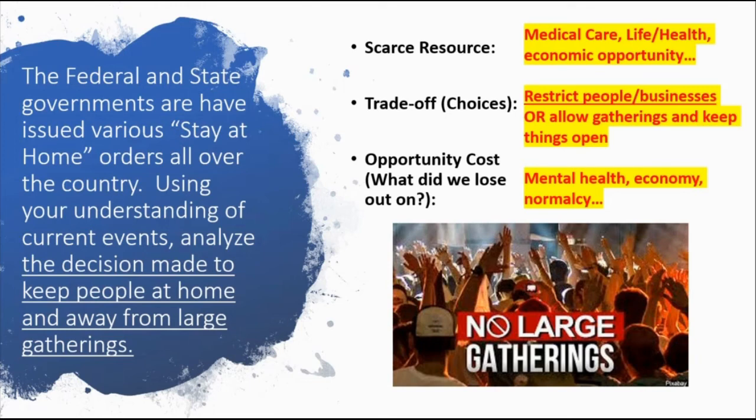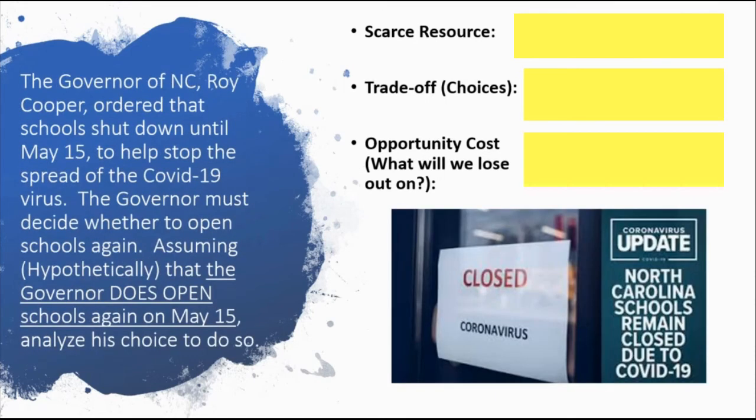Okay, any questions on that one? So we got the last one here. The last one is specifically about school. My scenario takes it a different way, but we know by now that schools are going to stay closed. But in this scenario, Governor Cooper ordered that schools shut down until May 15th to help stop the spread of COVID-19. The governor must decide, and he's already decided, whether or not to open schools again. Here, hypothetically, assuming that the governor did open schools again, analyze the choice. But we could talk about both ways.